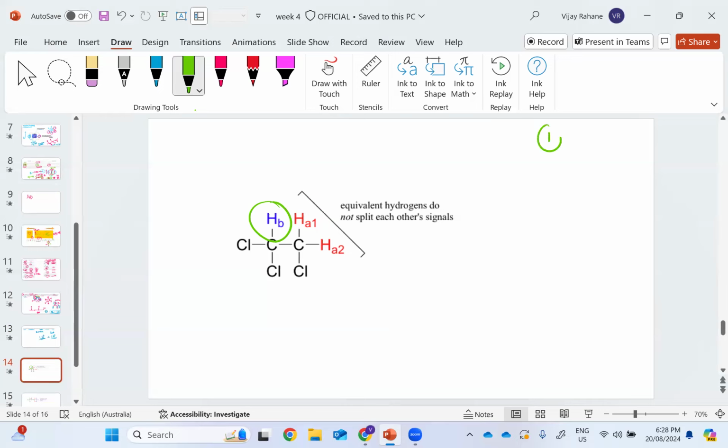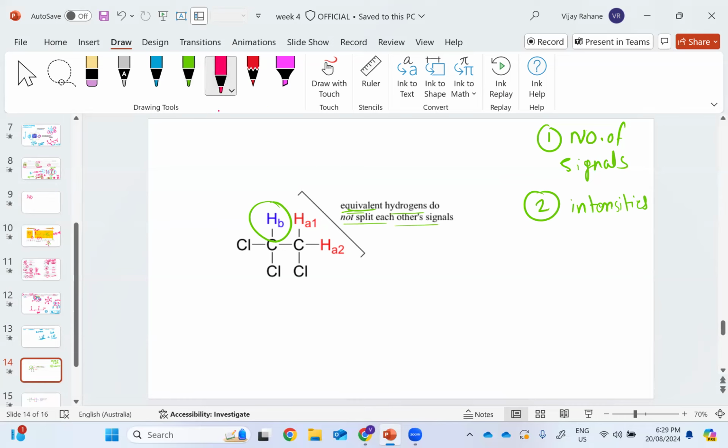First is the number of peaks, just the total number of signals. Second, their intensity. So how many types of protons or chemically equal protons are present here? It is already given here, so no need to discuss.